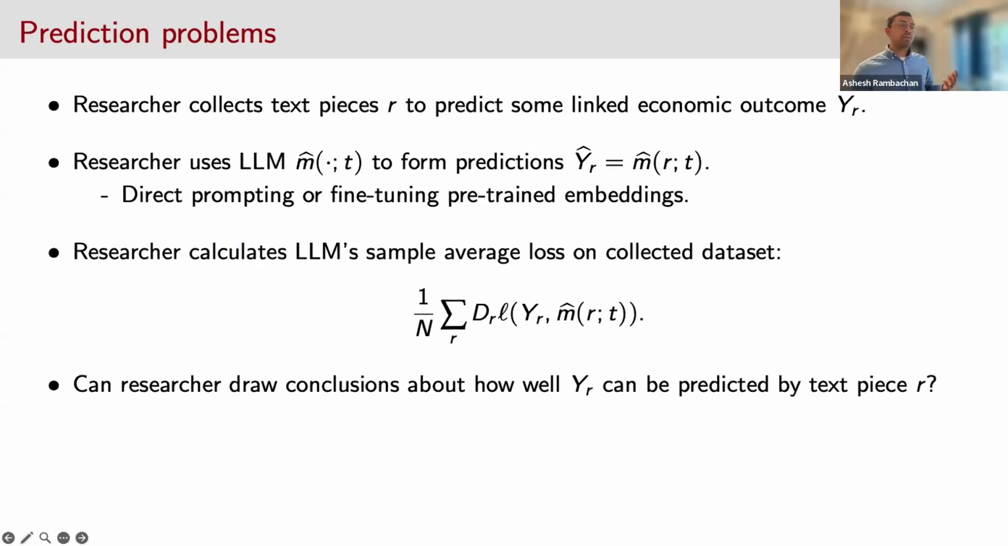Given this sort of data, a researcher might use a large language model, which I'm going to denote throughout by this M hat object, and I'll explain the notation a little more later on, in order to form predictions about this economic outcome, Y hat. These predictions could be generated perhaps by directly prompting a large language model, perhaps with some few-shot examples, or by taking a large language model's pre-trained embedding and fine-tuning it using some supervised learner. Regardless of how these predictions are generated, the researcher is then going to calculate the large language model's sample average loss on their collected data set. And what they would like to know is, can we use this calculation to draw conclusions about how well this outcome can be predicted using these text pieces?